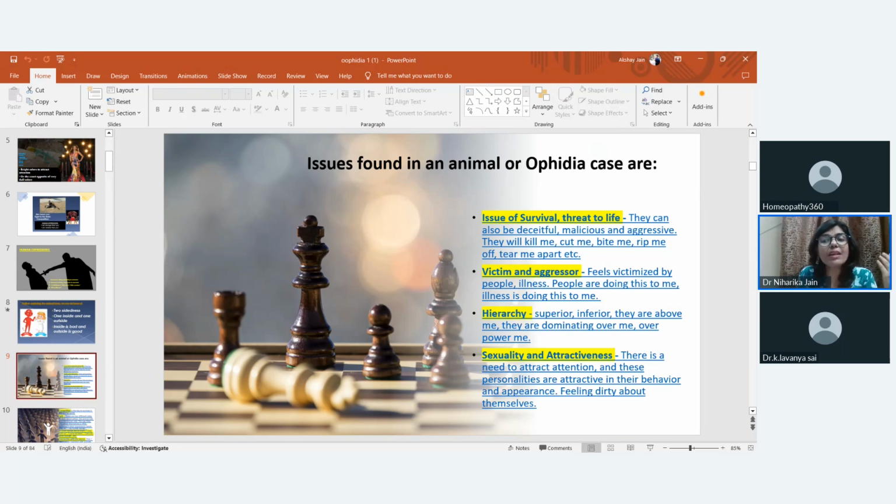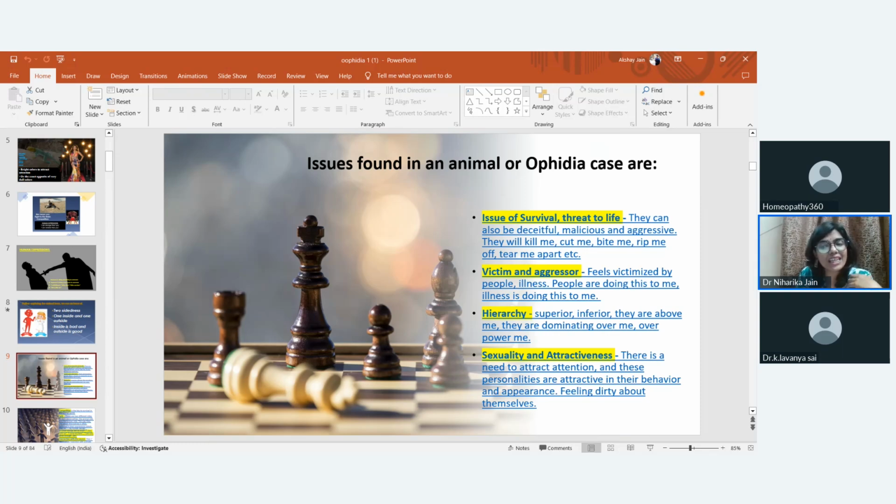Victim and aggressor, they feel victimized by the people. मेरे साथ ही ऐसा होता है, लोग मेरे साथ ही गलत करते हैं. Illness, people are doing this with me. And if it is an expression in your OPD, sometimes the patient uses one line कि ये बीमारी मेरे को ही हो रही है, ये मेरे साथ ही ऐसा हो रहा है. सिर्फ क्यों, मुझे ही क्यों? Hierarchy: superior, inferior, they are above me, they are dominating over me, overpowering me.